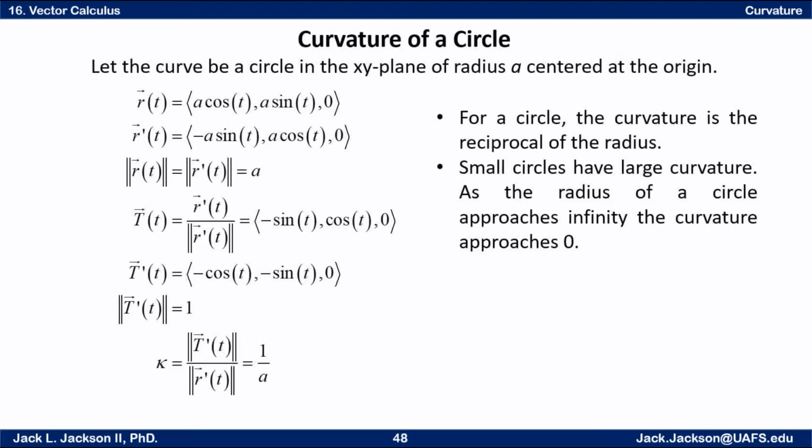So as the radius of a circle approaches infinity, the curvature approaches 0. And that makes sense because as that circle gets bigger and bigger and bigger, the outside looks more and more like a straight line, which would have 0 curvature. And as that circle gets smaller and smaller and smaller, it gets tighter and tighter. It's a quicker and quicker change in direction as you go around it. So it gets a larger and larger curvature.